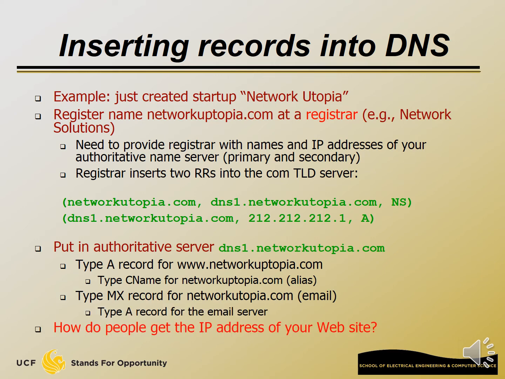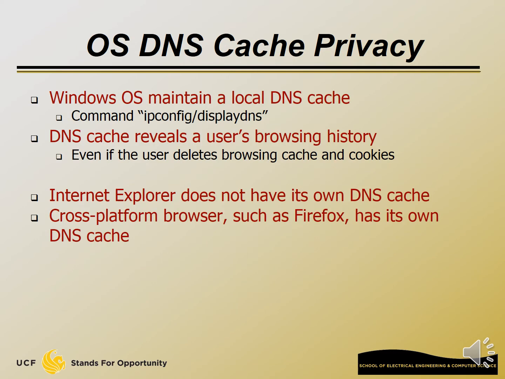How do you get the IP address of your own website? On Windows, first maintain a local DNS cache, using ipconfig /displaydns. The DNS cache reveals a user's browsing history, even if the user deletes the browsing cache and cookies. Internet Explorer does not have its own DNS cache, while cross-platform browsers such as Firefox have their own DNS cache.